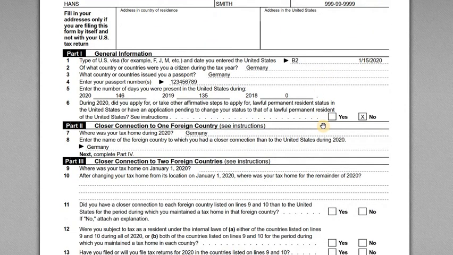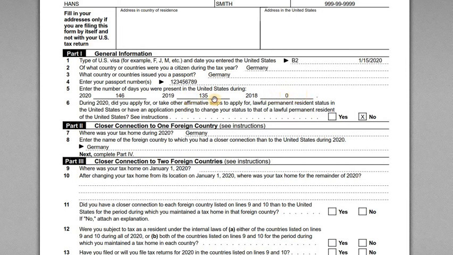Okay, so part one. Now, general information here, type of visa. He's on a B2 visa. He entered the country in the current year on June 15th, 2020. And then questions 2 through 6 here, just fill out according to your citizenship and residency days. So he's a German citizen. He's got a German passport. Enter your passport number. Question 5, enter the number of days you were present in the U.S. So 2018, remember 0, right, because he had never been to the U.S.